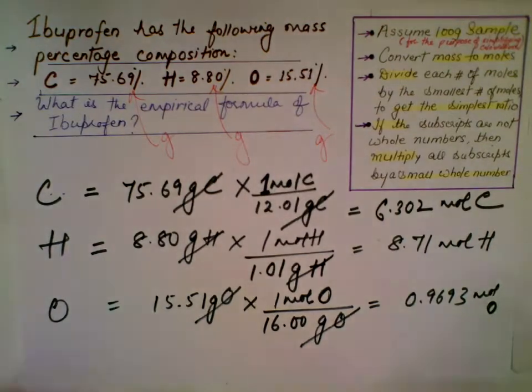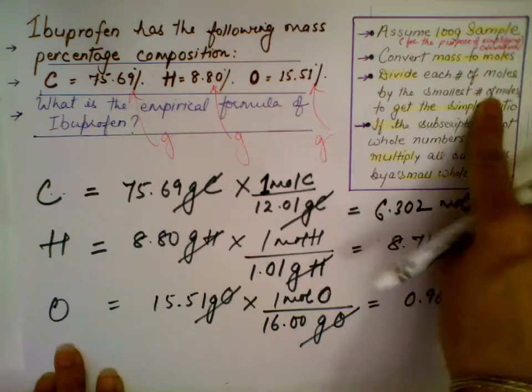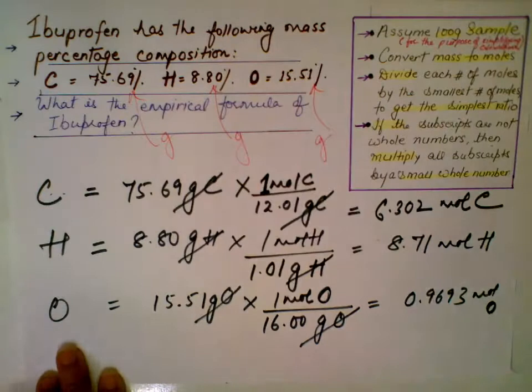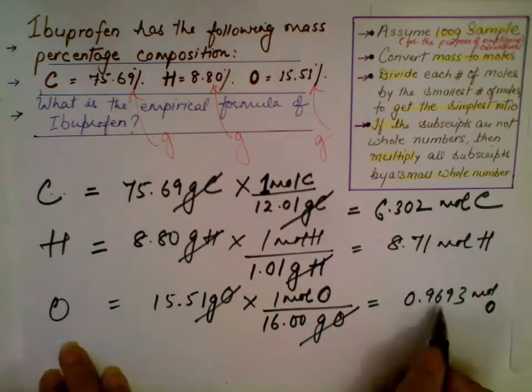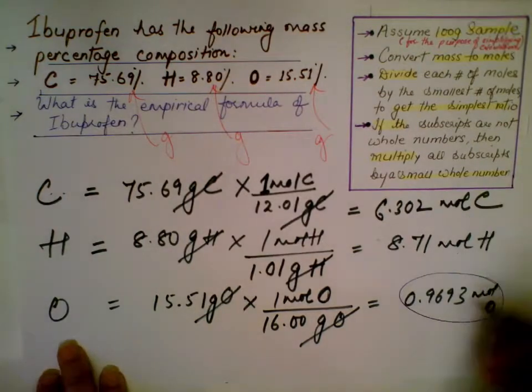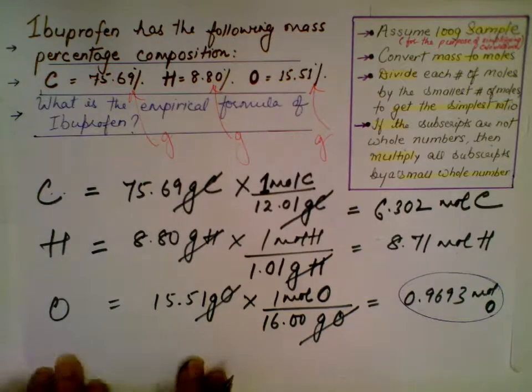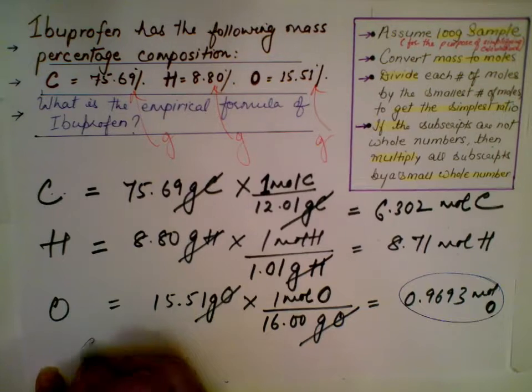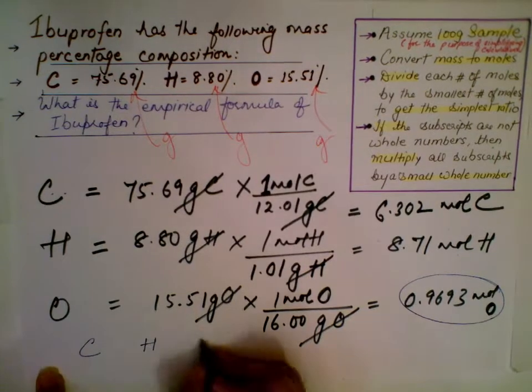Now the next step says we have to divide each number of moles by the smallest number of moles. So which one is my smallest here, guys? If you look here, the smallest is 0.9693, this one. This is my smallest. So I'm going to divide each of these moles by the smallest number of moles to get my simplest whole number ratio. So I have carbon, I have hydrogen, I have oxygen.